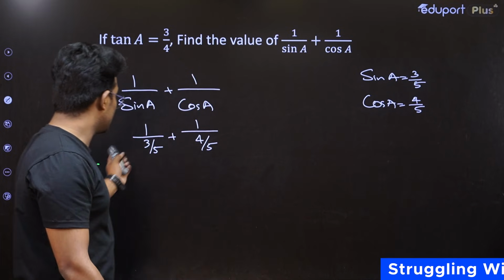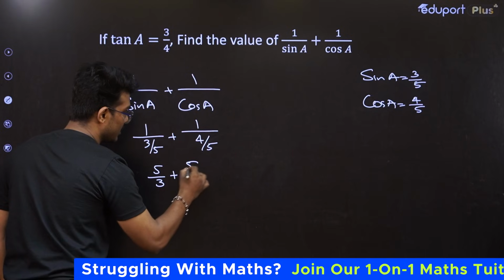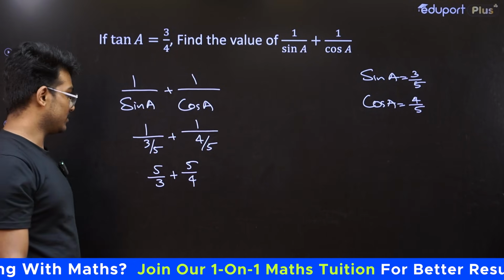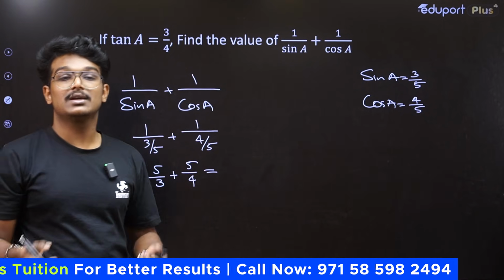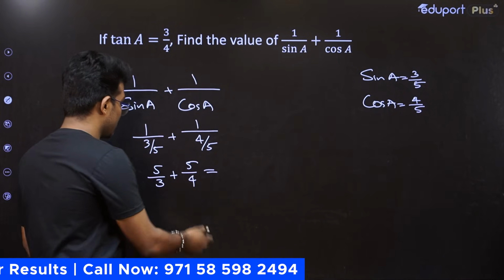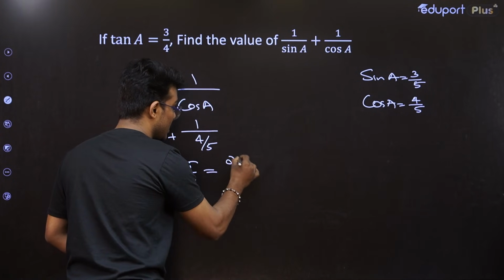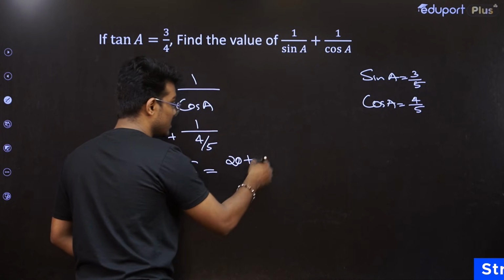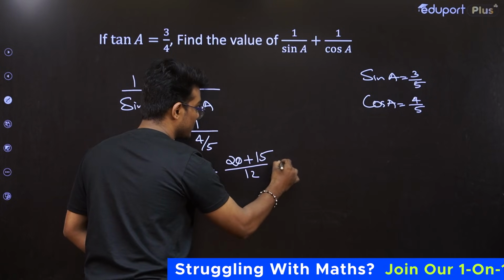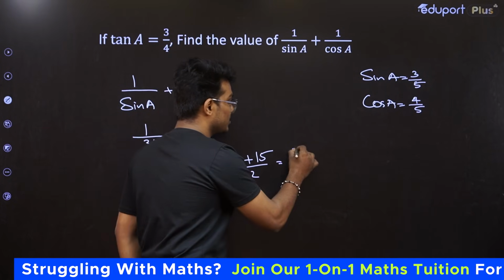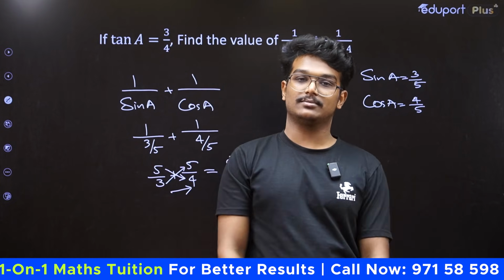Taking the reciprocal of 3 by 5, it will be 5 by 3 plus 5 by 4. By cross multiplying this, we can find the value. 5 into 4 is 20, plus 3 into 5 is 15, divided by 3 into 4, which is 12. So 20 plus 15 is equal to 35. So 35 divided by 12 will be the final answer.